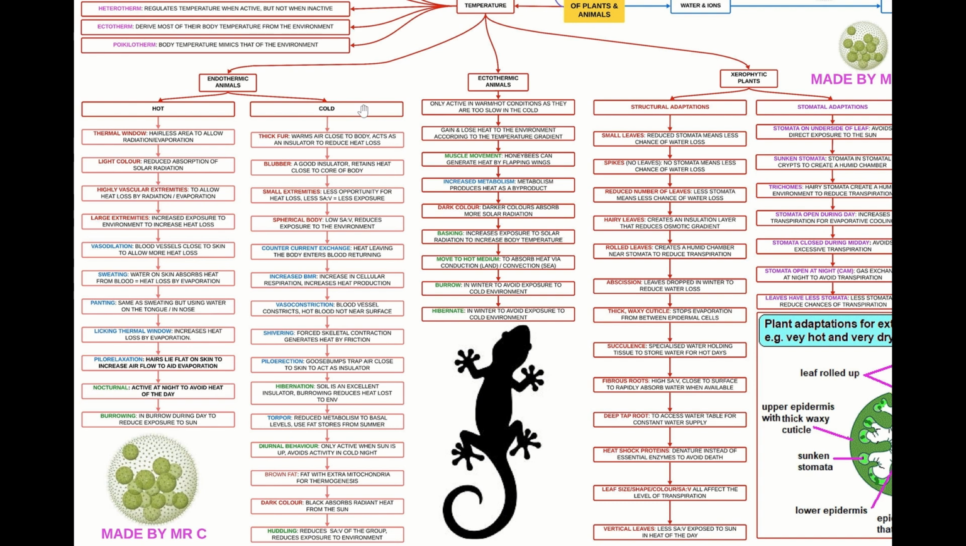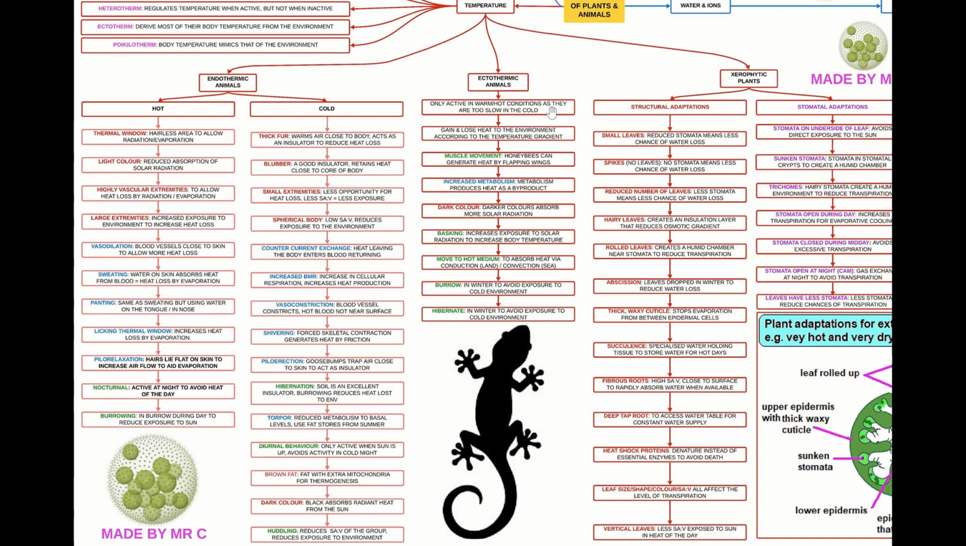Dark colors allow for the absorption of more solar radiation from the sun, and huddling is a group activity that reduces the surface area to volume ratio of the group, reducing exposure to the environment. Then we get to ectothermic animals that use behavior for the most part to regulate their temperature.